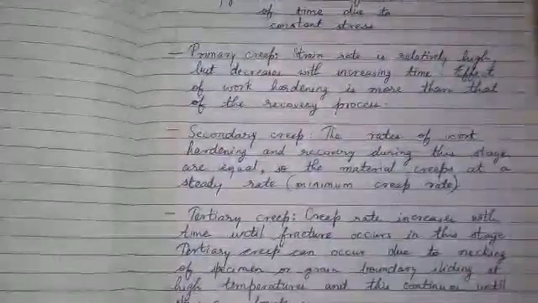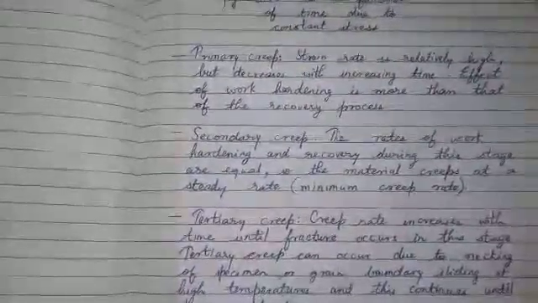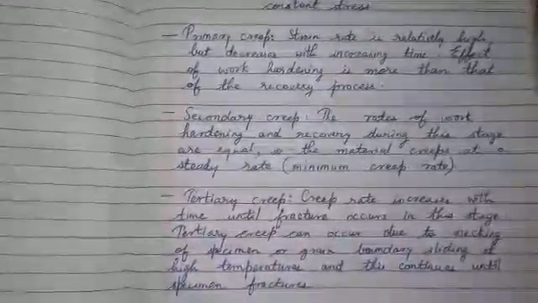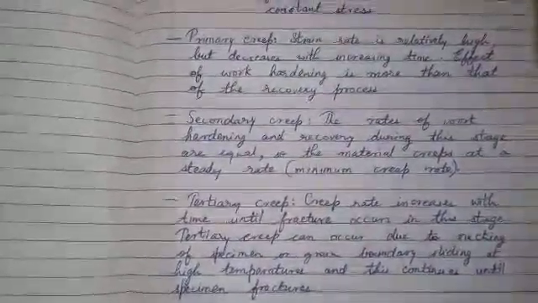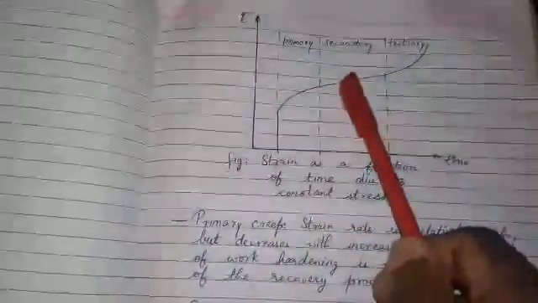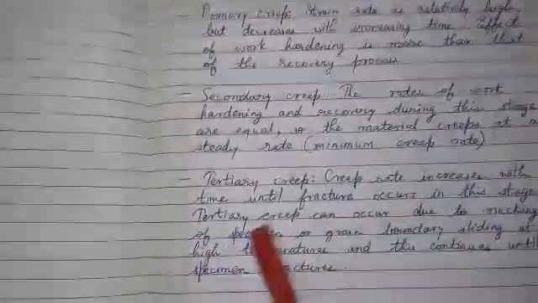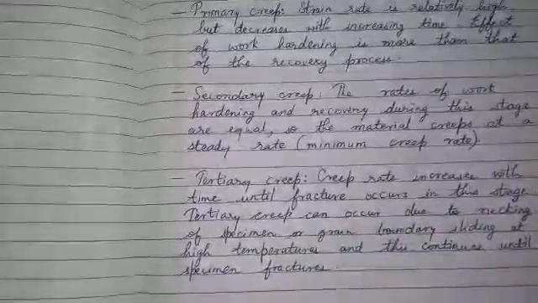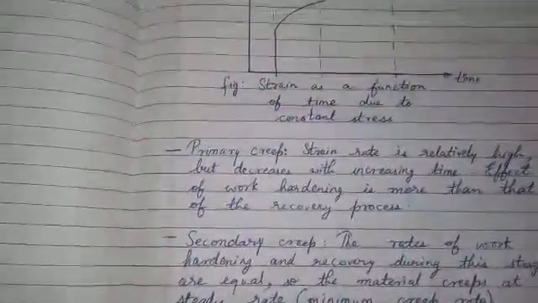Tertiary creep: creep rate increases with time until fracture occurs. In this stage, tertiary creep can occur due to necking of the specimen or grain boundary sliding at high temperatures, and this continues till the specimen fractures. As you can see over here, it goes up. So this was regarding creep, and let's go to the next question.